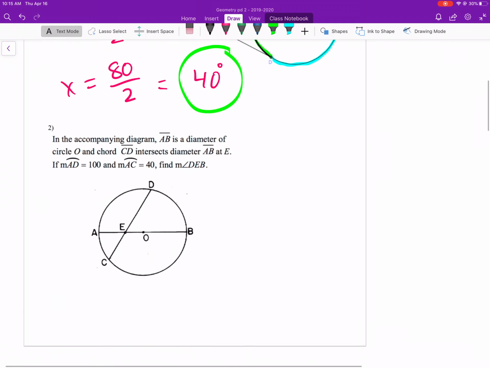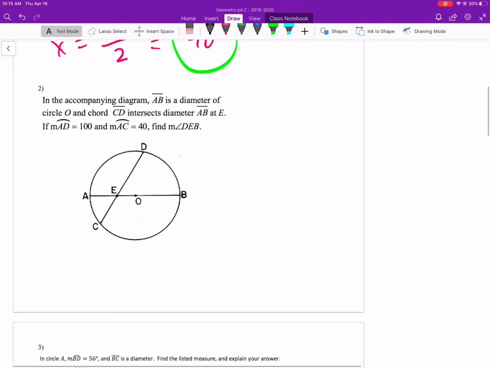Number 2. In the accompanying diagram, AB is a diameter, you know that's going to be very important, of circle O, and chord CD intersects diameter AB at E. If the measure of arc AD is 100, so right here we have AD as 100 degrees, and the measure of arc AC is equal to 40, find the measure of angle DEB, right here.